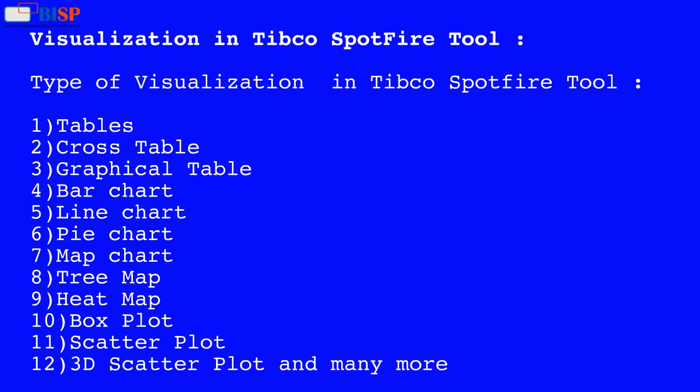Visualization in Tibco Spotfire. Types of visualization in the Tibco Spotfire tool: 1. Tables. 2. Cross table. 3. Graphical table. 4. Bar chart. 5. Line chart. 6. Pie chart. 7. Map chart. 8. Tree map. 9. Heat map. 10. Box plot. 11. Scatter plot. 12. 3D scatter plot and many more.